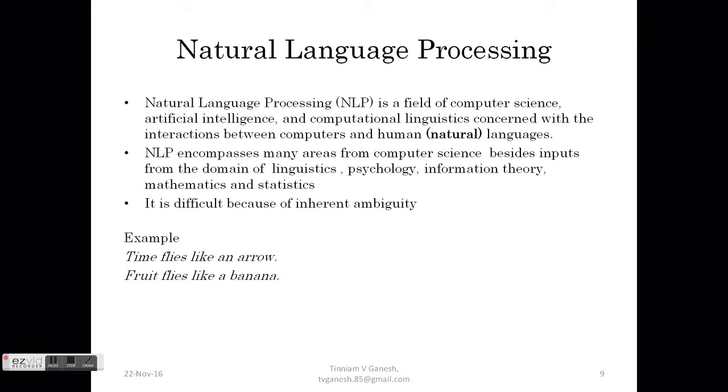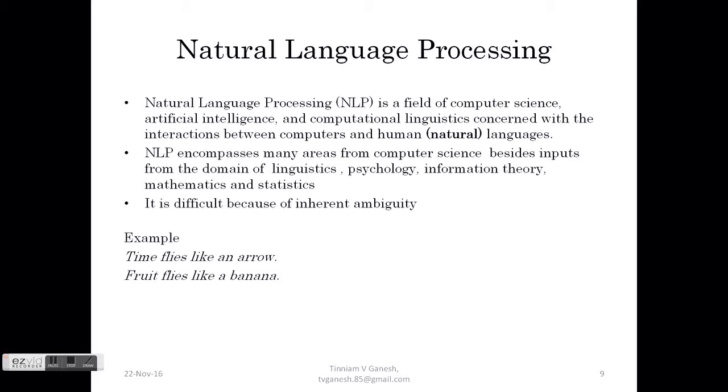If you look at the domains, it spans a whole lot of domains from linguistics, psychology, information theory, mathematics, and statistics. But it is pretty difficult to do natural language processing, and this is pretty obvious because of the inherent ambiguity in the English language. For example, take two sentences: time flies like an arrow and fruit flies like a banana. In the first sentence, flies is actually a verb, whereas in the second, fruit flies is actually a noun.